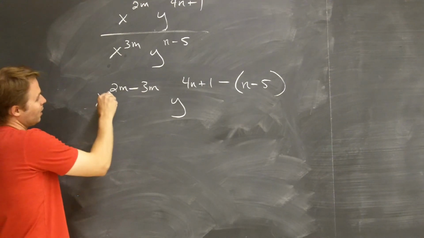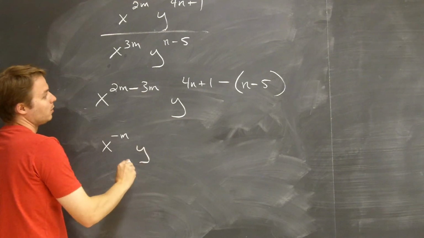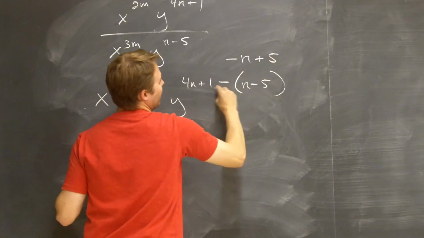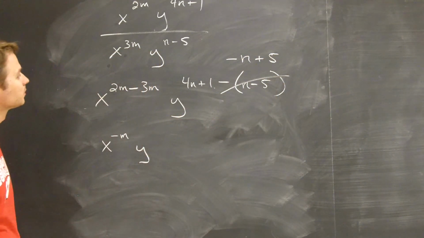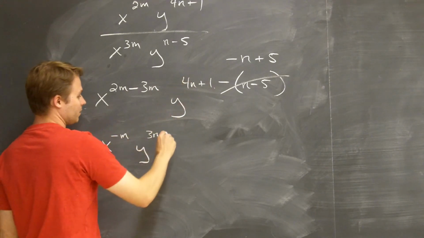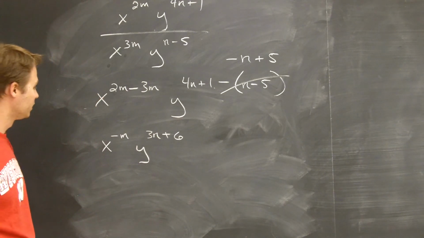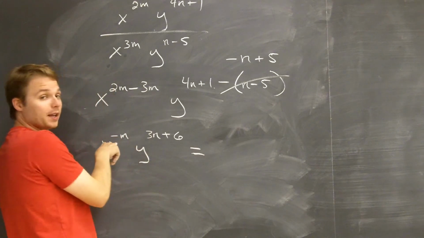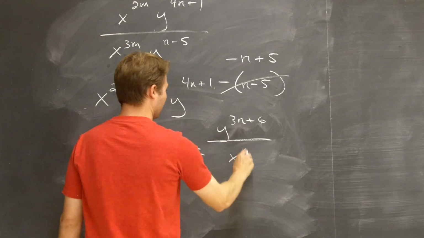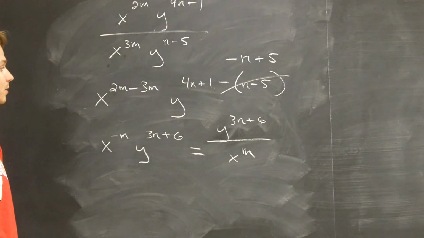So actually I'm getting x to the 2m minus 3m, which is negative 1m. And then y to the 4n, I could really think of this as minus n plus 5 if I distribute the negative sign. So this will be 4n minus n, which is 3n. And then 1 plus 5 is going to be 6. So this is a perfectly legitimate answer here. Or if I want to write this without the negative exponent, I'll do x to the positive n, but in the denominator of the fraction.